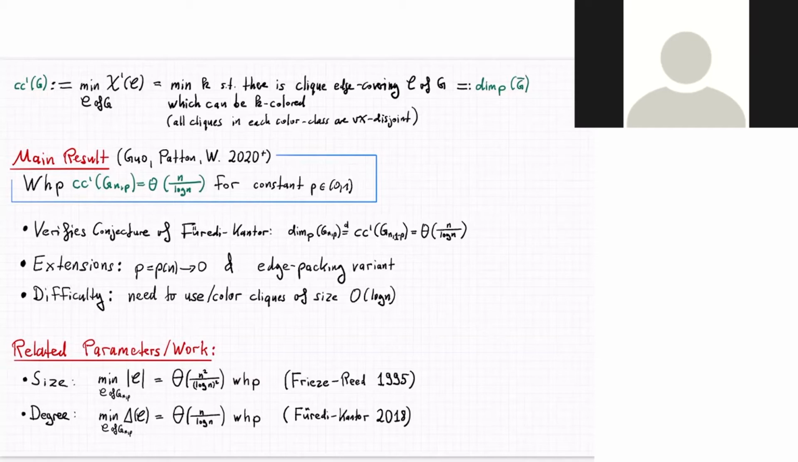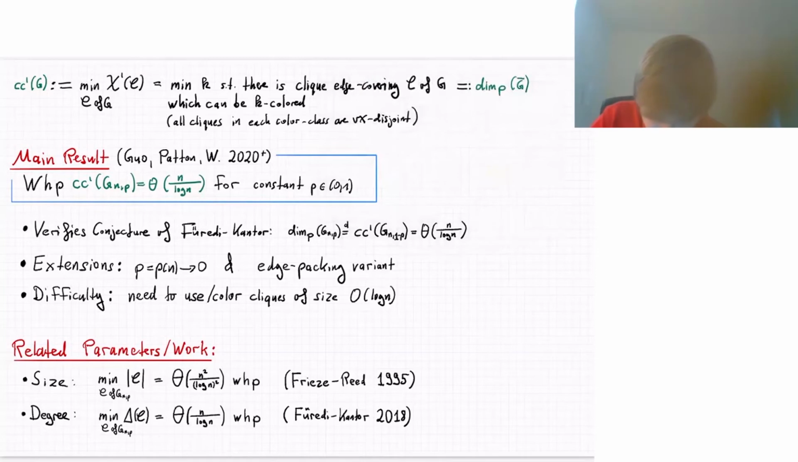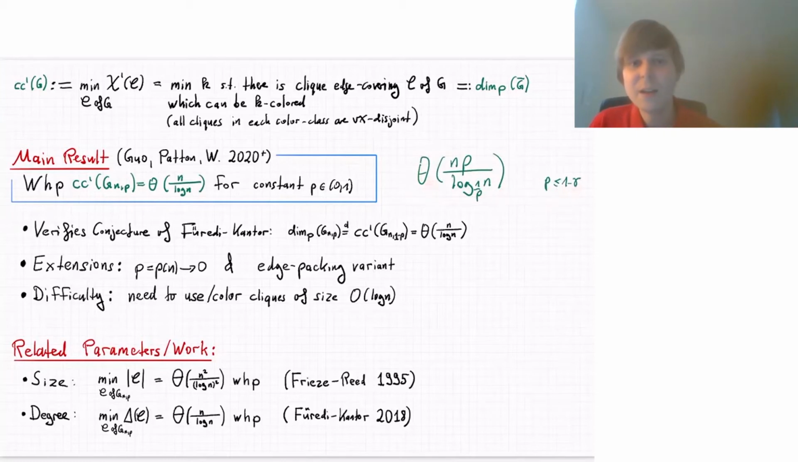Okay, so the situation is like this. We know that it would be, for example, np over log to the base 1 over p of n. The only thing that we need to restrict here is that we want to avoid the case when p goes to 1. So here you have some constraint, maybe p is at most 1 minus gamma. But if p is at most 1 minus gamma, then this is an honest Theta, where this constant might depend on gamma, but not on p.